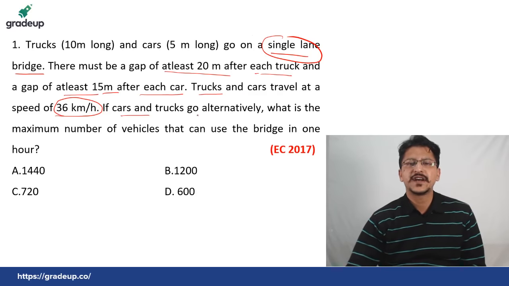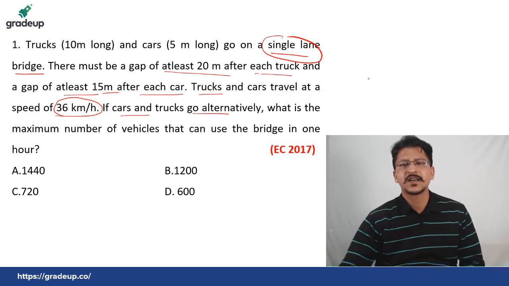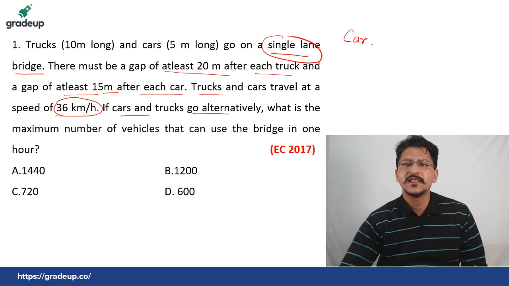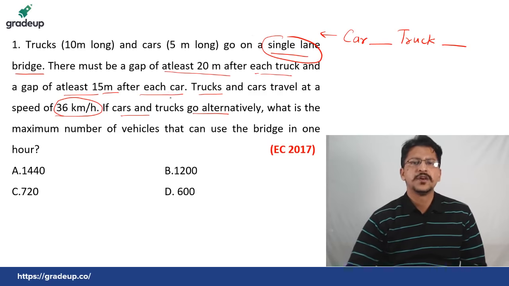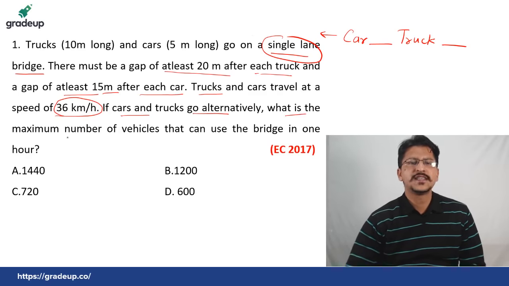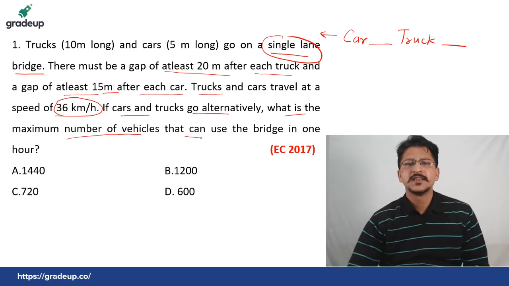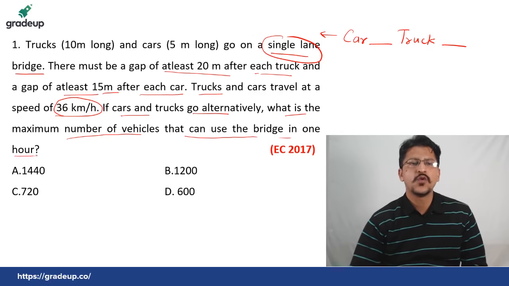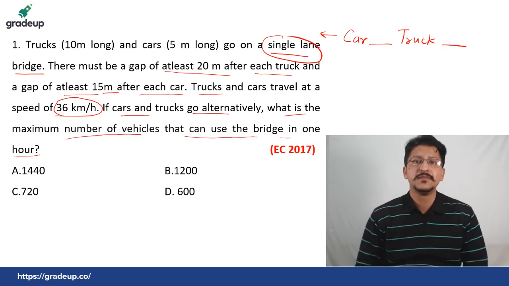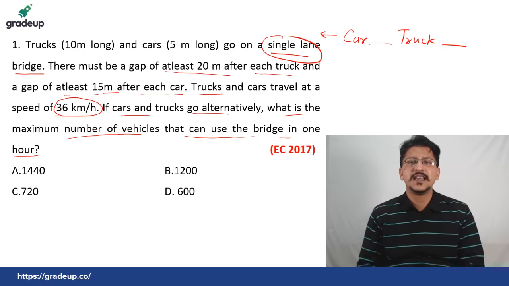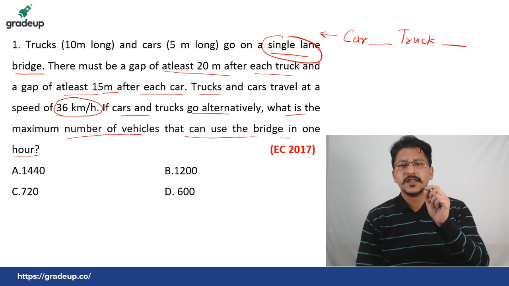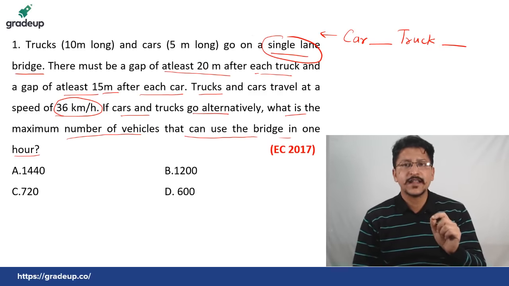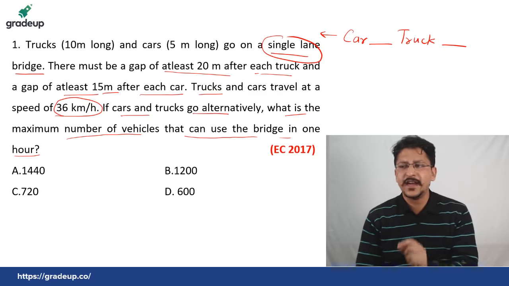If cars and trucks go alternatively, means if there is a car, then there is a gap, then there is a truck, and then again a gap, going in this direction, suppose. Then what is the maximum number of vehicles that can use the bridge in 1 hour? We have to find the number of vehicles, the total number including the car and the truck.